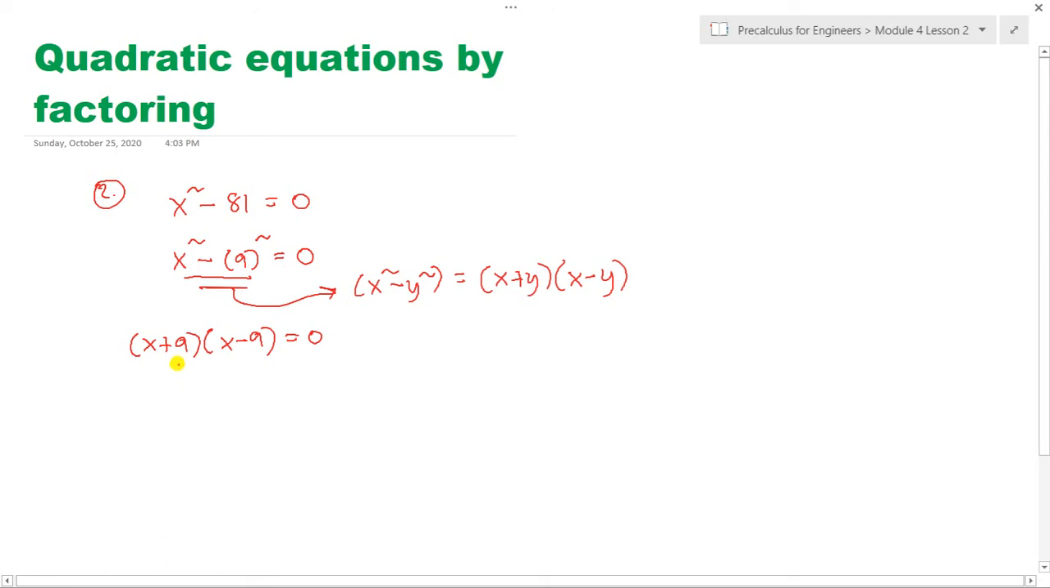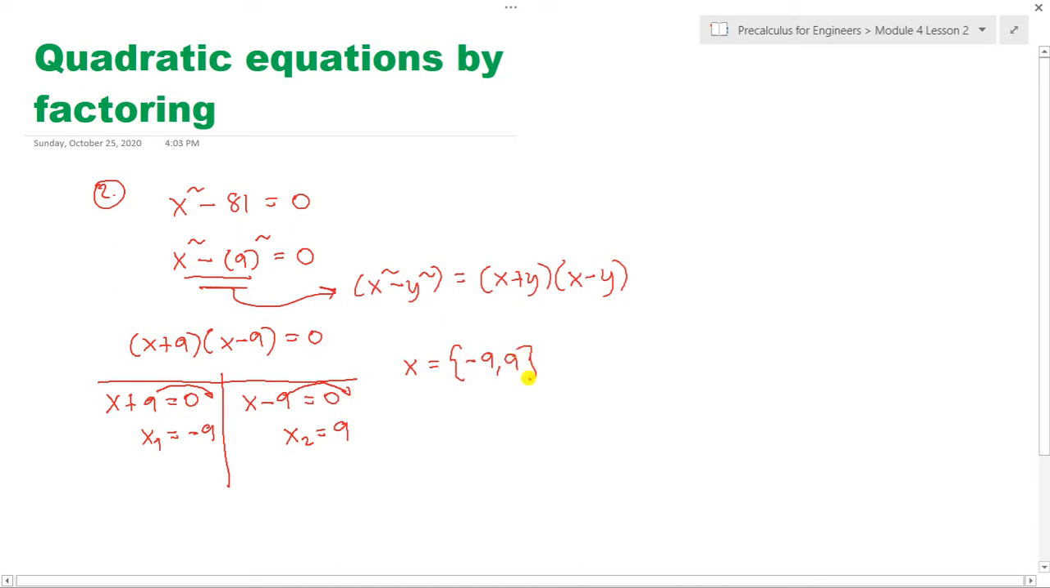Then equate each factor to 0 in order to solve for the two values of our x. The first one is x plus 9 is equal to 0. The second one is x minus 9 is equal to 0. Then transpose the 9 to the other side. So the value of our first x is equal to negative 9. The value of our second x, x sub 2, is equal to 9. Therefore, the solution of our quadratic equation is the set of numbers negative 9 and 9.